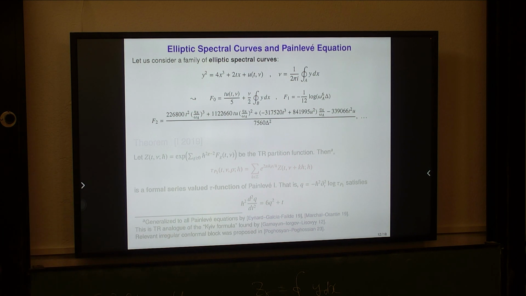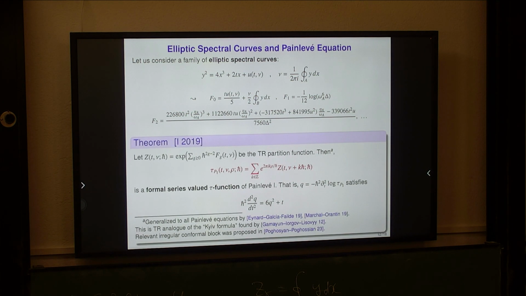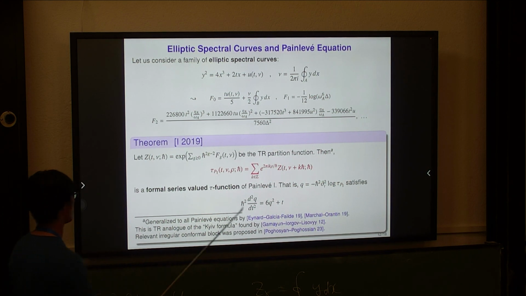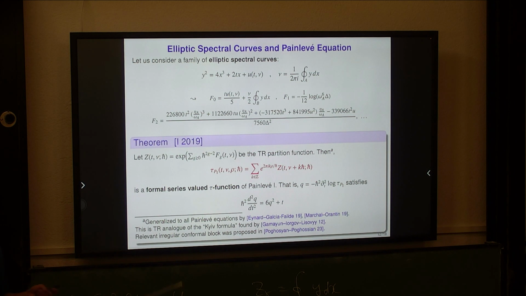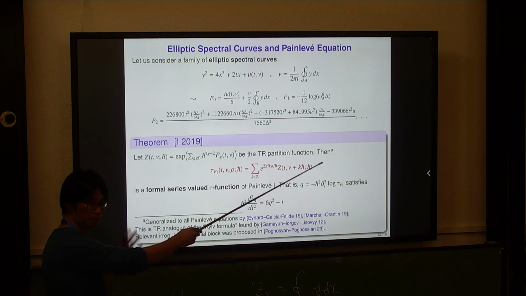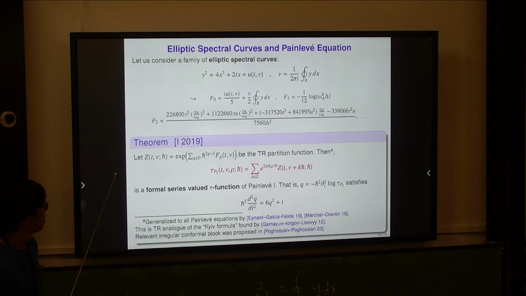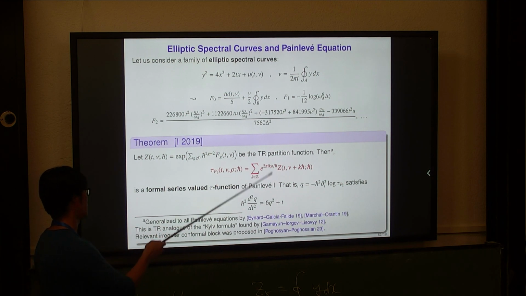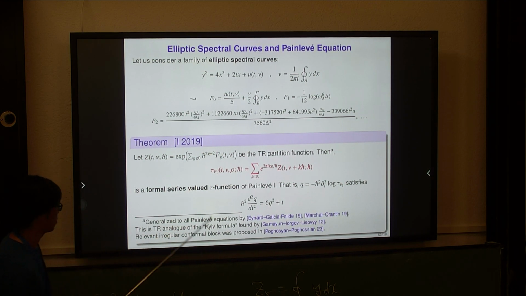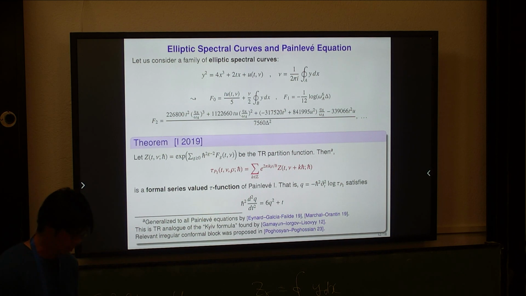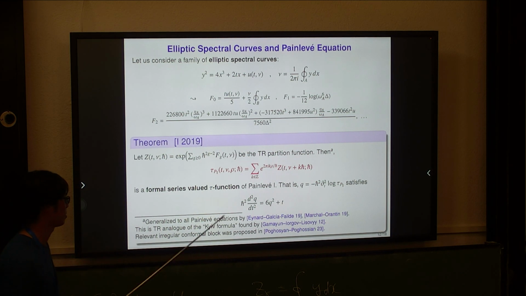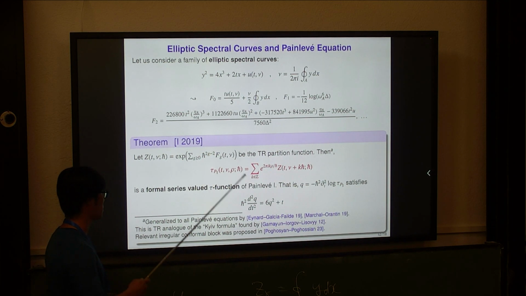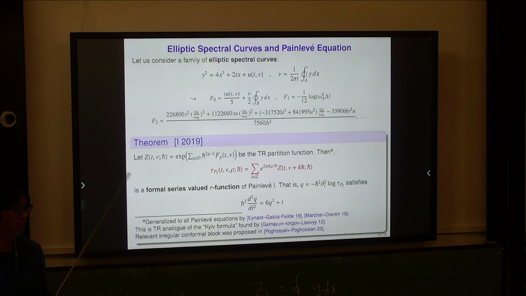Anyway, the relation to the Painlevé equation is the following. If we consider the partition function by taking some exponential generating series of F_g, it's a power series in h bar whose coefficients are functions of T and nu. I discrete Fourier transform it with respect to this parameter nu, multiplying by some Fourier kernel, and then we have some formal series. My claim is that this is a formal power series valued tau function of Painlevé I.